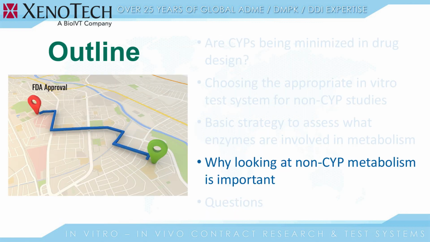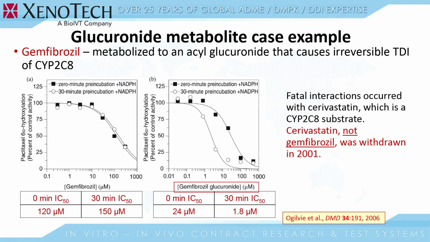Okay, now I'd like to just move on to why looking at non-CYP mediated metabolism is important. And we'll look at this in the context of UGT enzymes, showing a couple of case studies, and then show some strategies, again, that can be employed to look at non-CYP metabolism. So the first example here is a glucuronide metabolism case study example.